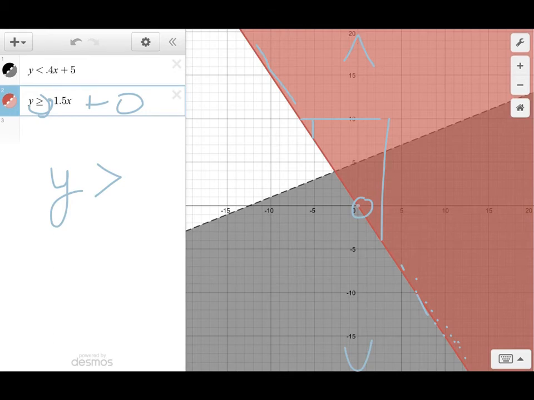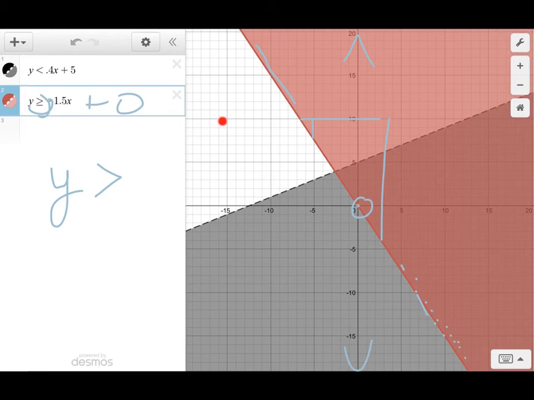So in the second one, y is greater than -1/2 x. You're going to go, oh, here's that line. Y is greater than, where's y greater? And you're going to shade upward because y is greater. In the first one, y is less than 0.4x plus 5. This is where it's equal to 0.4x plus 5, but you have to show where it is less than. That would be down in here.